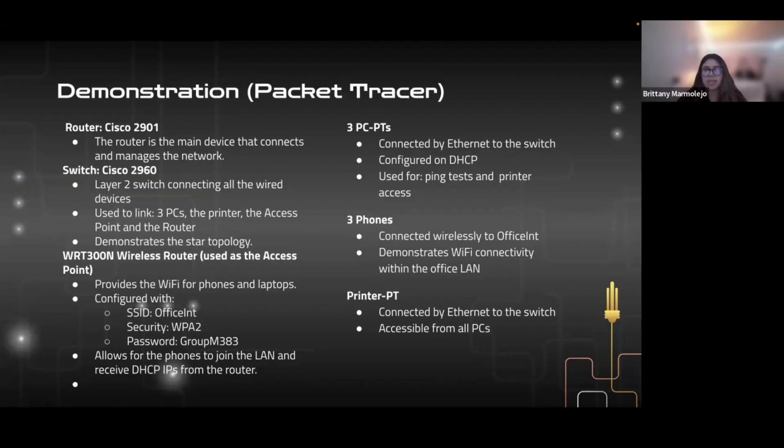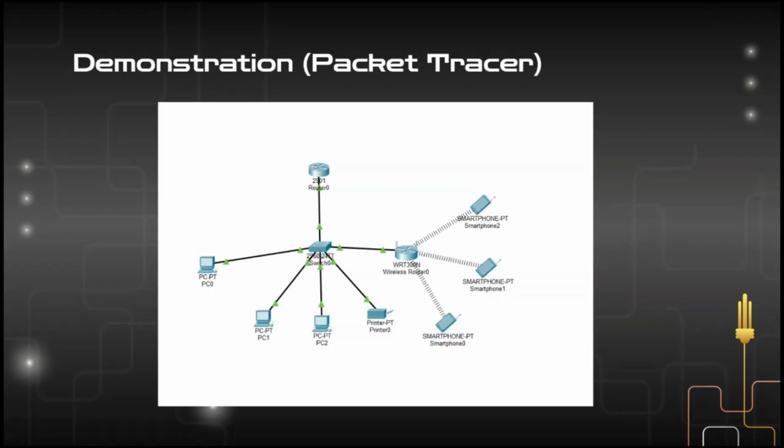The PCs were able to ping and access the computer, confirming the static IP configuration and wired connections to the switch were all correct. Overall, our Packet Tracer simulation demonstrates a fully functional small office network using both wired and wireless technologies. And here's our full network topology that we built in Cisco Packet Tracer for a small office simulation. As you can see, it displays all the devices I explained in the previous slide, like the router, switch, the 3 PCs, a printer, the 3 phones, and the wireless router acting as the access point.